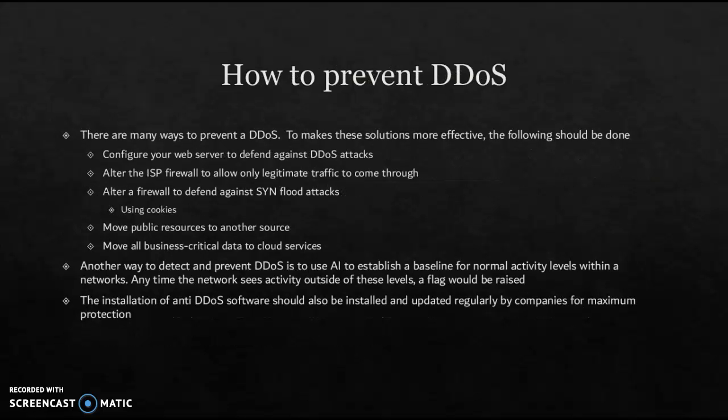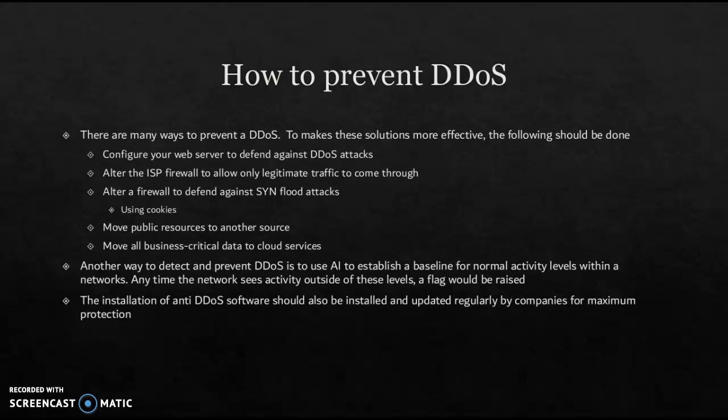How to prevent a distributed denial of service attack? There are many ways to prevent a DDoS attack. To make these solutions more effective, the following should be done. Configure your web server to defend against distributed denial of service attacks. Alter the ISP firewall to allow only legitimate traffic to come through. Alter a firewall to defend against SYN flood attacks, which can be done using cookies. Move public resources to another source. Move all business critical data to cloud services.